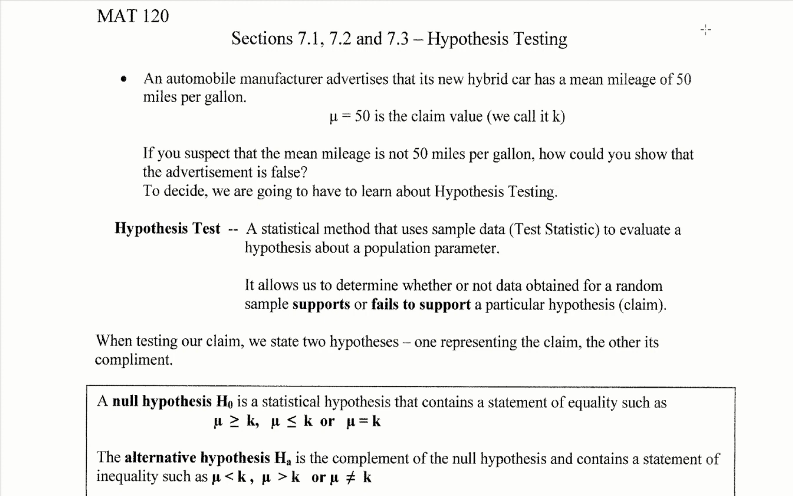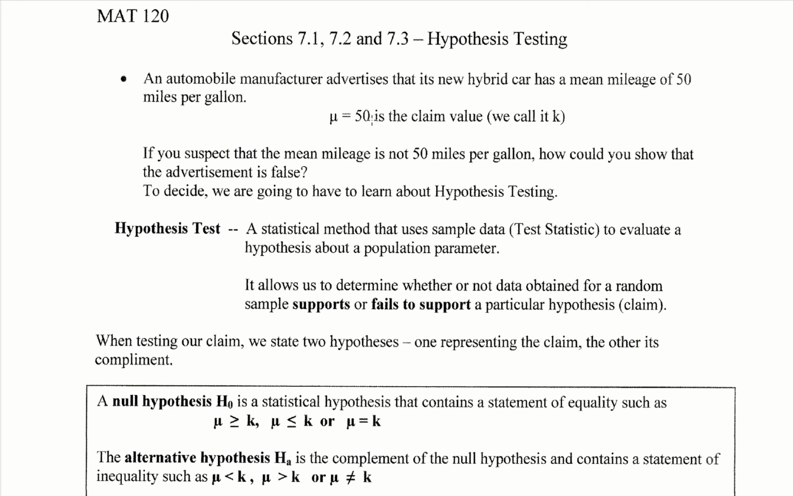In sections 7.1 through 7.3, we're going to be doing hypothesis testing. Let's suppose we have an automobile manufacturer that advertises that its new hybrid car has a mean mileage of 50 miles per gallon. They're claiming that on average this car is going to get 50 miles per gallon. So let's just say that mu is equal to 50.